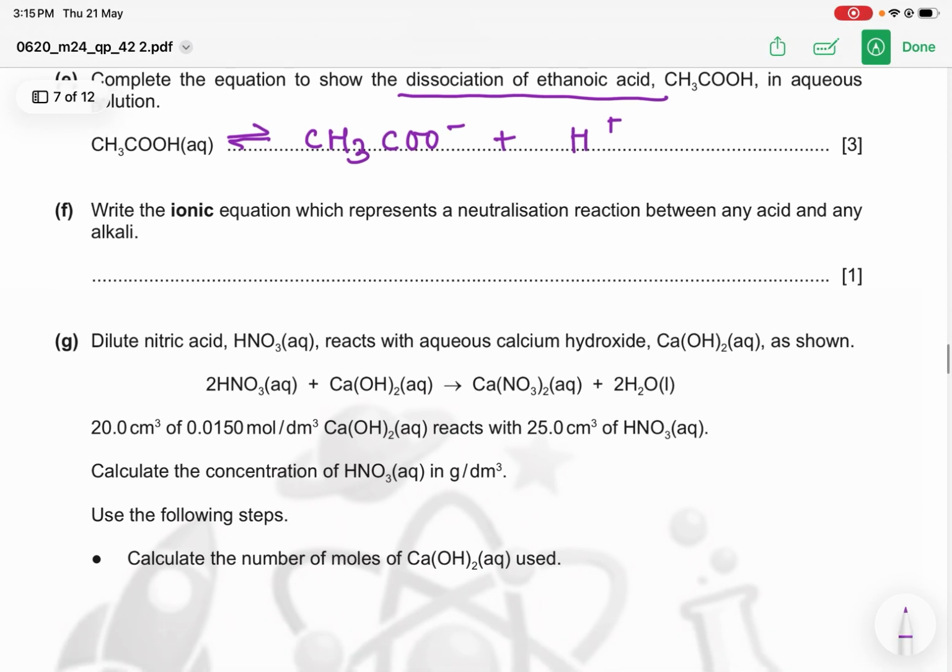Next, write the ionic equation which represents a neutralization reaction between any acid and alkali. So, what is the neutralization reaction? Neutralization reaction is when an acid and an alkali, or acid and a base, react to give you salt and water. So the ionic equation here will be H plus plus OH minus, giving us H2O.